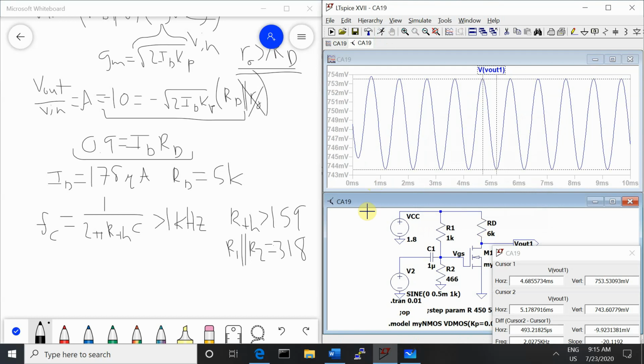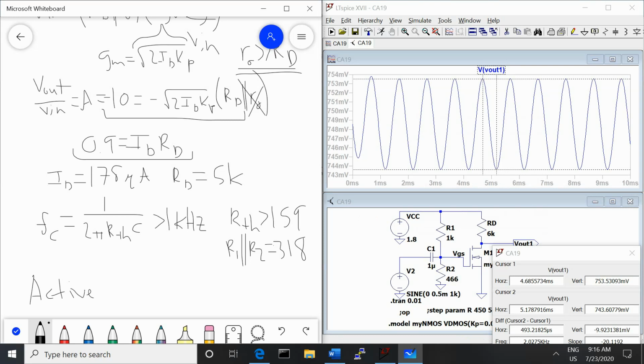So we want to check a couple of things before we call this our solution, for sure. So we want to make sure that we're in active. You would think that if we design a circuit and it gives us the gain that we want in LTSpice, that we are in active. But it is possible for LTSpice to give us a solution that looks right even though we're not fully in the active regime. So we want to make sure that we are. So watch out for that.